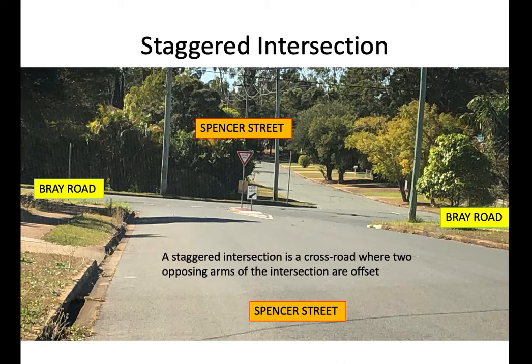This is one that I use in my training at Lawnton on the north side of Brisbane. And you can see here we've got a definition. A staggered intersection is a crossroad where two opposing arms of the intersection are offset. So lower part of the screen we have Spencer Street, top part of the screen we have Spencer Street as well. So it's the same street name, and we can see it's cut by Bray Road. We can also see that there's a give way sign there. They don't always need to have a give way sign or a broken give way line on the road.